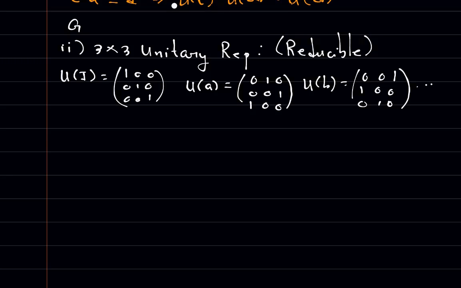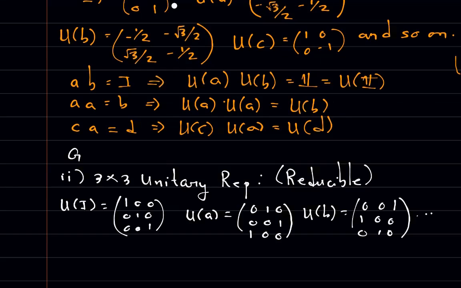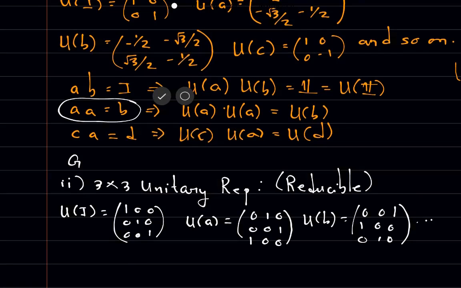For example, you have A and A, and when multiplied you get B. Similarly, in the 3 cross 3 representation, if you have UA and multiply with UA, you should get UB. Make sure you check them in case there is any error with the numbers, but this should hold. Okay, so the whole thing is made.